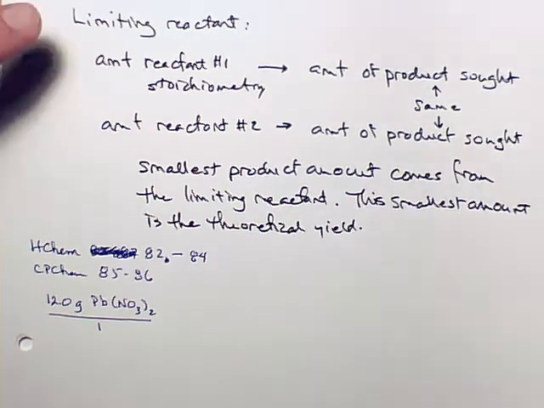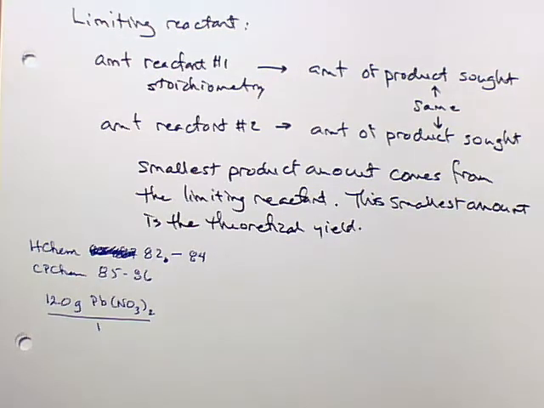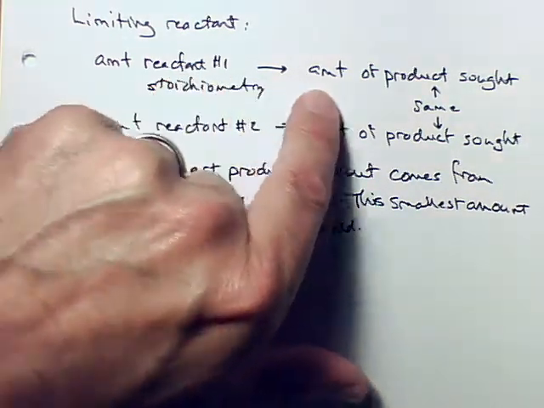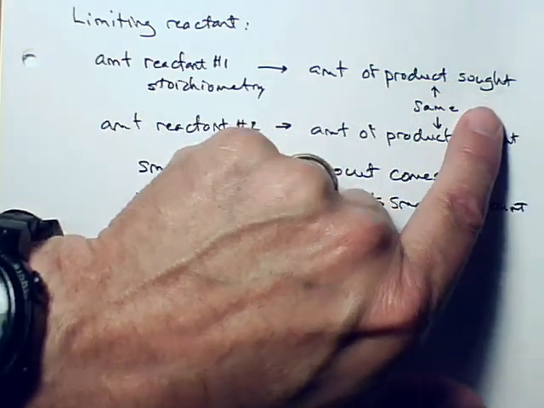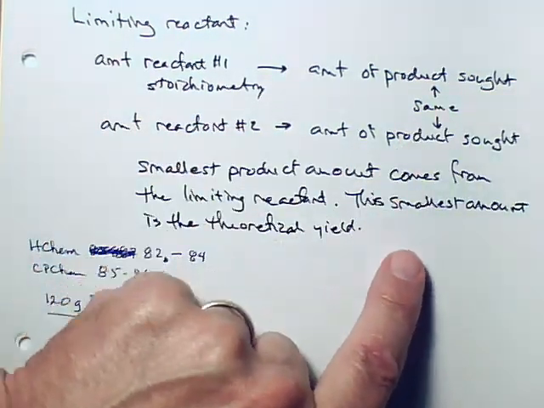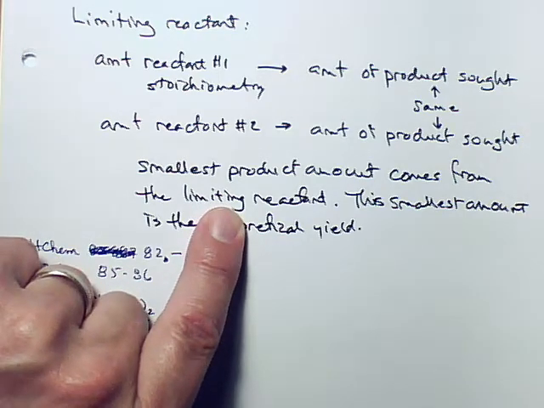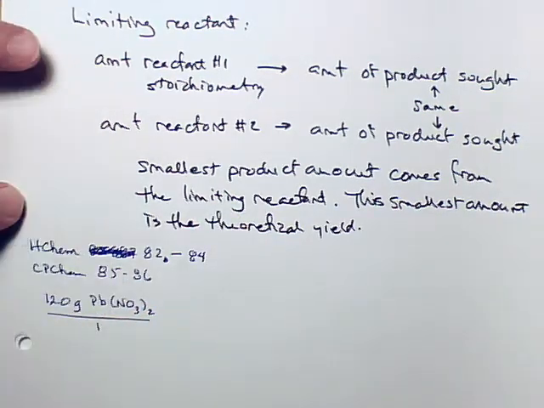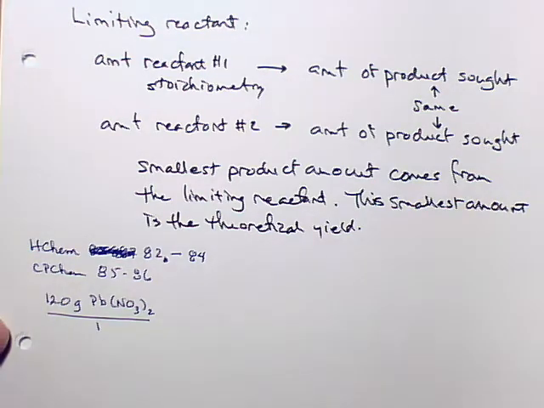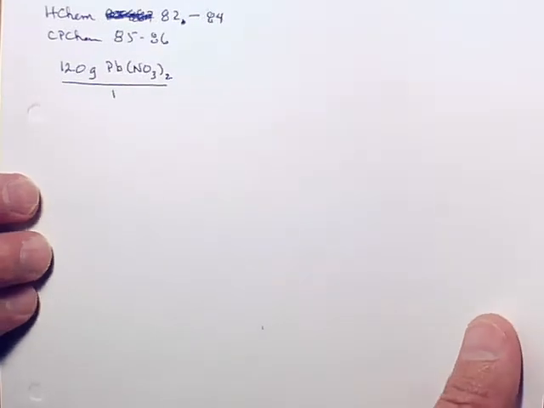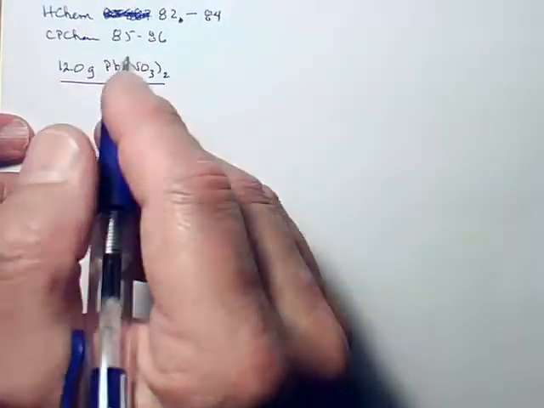Now, we just looked over what a limiting reactant is. So what we're going to do is go from the amount of reactant 1 and find the amount of the product sought. And this will tell us what our theoretical yield is, and also will help us identify what the limiting reactant is. So now we're taking these definitions and doing a practical problem to see how it applies. Okay? So the first thing I want to do is to find the molar mass of lead nitrate.